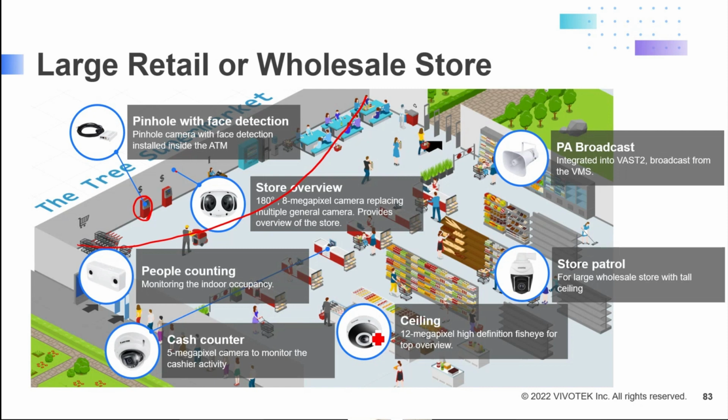You can always use a fisheye to oversee the retail store or wholesale stores, because they usually have a very big surface to be monitored. So fisheye will be a great option. If we're working with a wholesale, sometimes they will hang a speed dome on the ceiling, because wholesale stores actually have a very high ceiling.